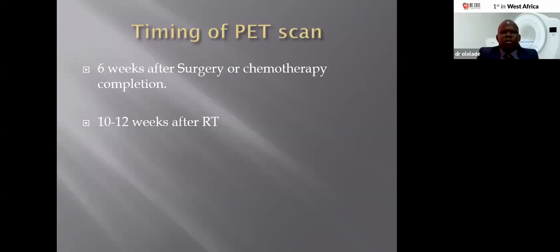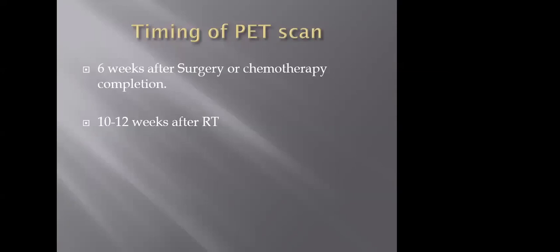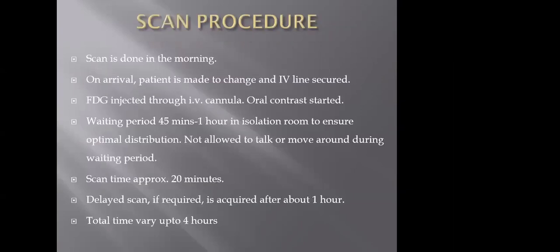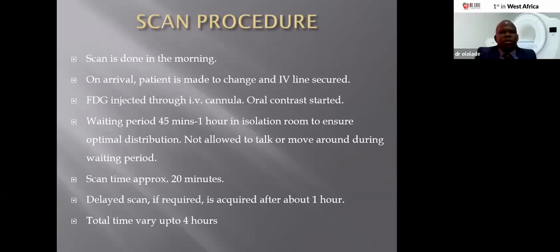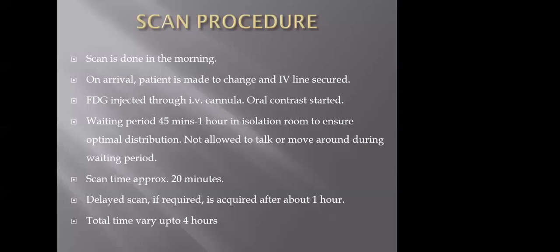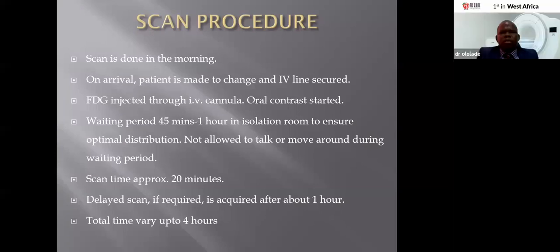Now, coming to the most important part of the PET scan, when to schedule it. Normally, the scan is scheduled approximately 6 weeks after surgery or chemotherapy, and around 12 weeks after radiation therapy, to avoid overlapping post-treatment changes. In my department, the scans are usually done in the morning because that's when the FDG, the radiotracer, is available to us. When the patient arrives, the patient is made to change into comfortable hospital clothes. Then an IV line is secured. FDG is injected through the IV cannula.